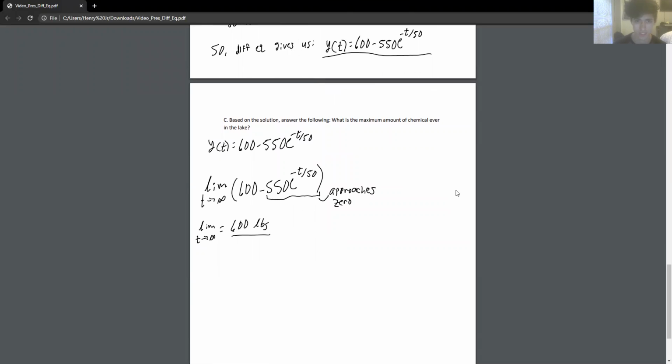Okay, now for the max amount of the chemical. Taking the solution, we can use the limit as t approaches infinity. As time goes on, the lake gets diluted with the mixture. So we know that e raised to a very large negative number will approach 0. So this whole term will approach 0, and the limit turns into 600 pounds. So 600 pounds of the chemical will be the max in this case. All right.